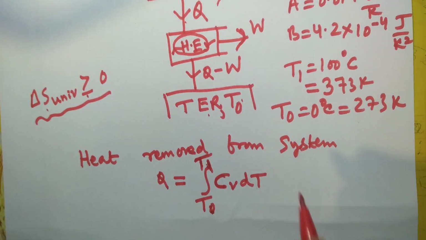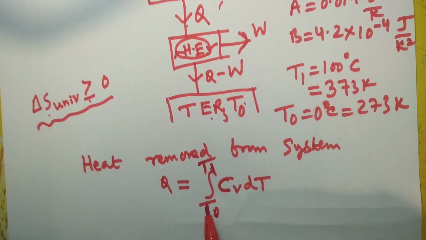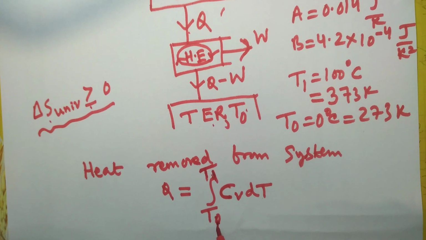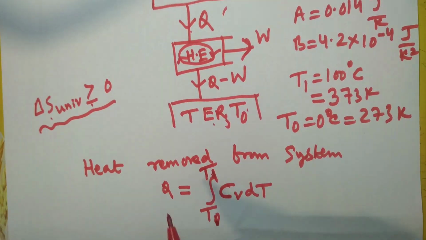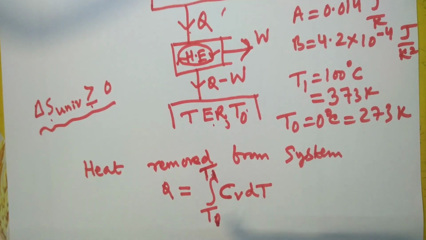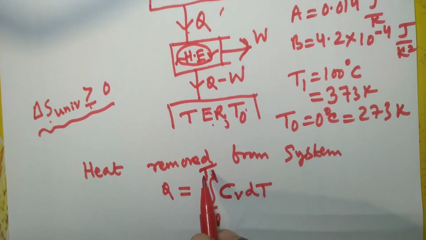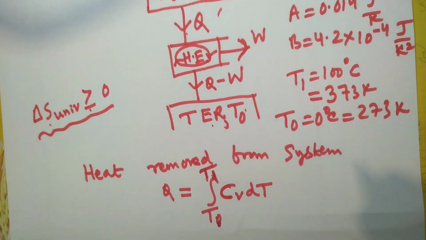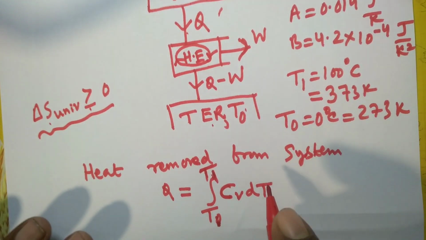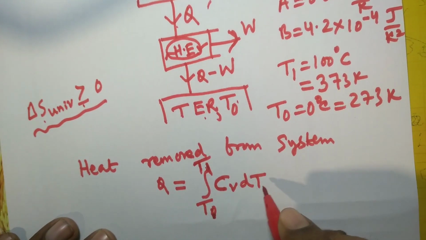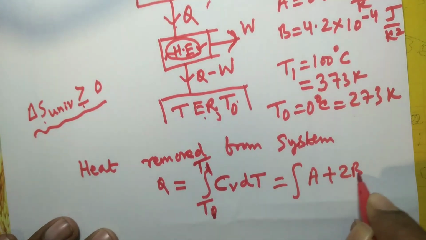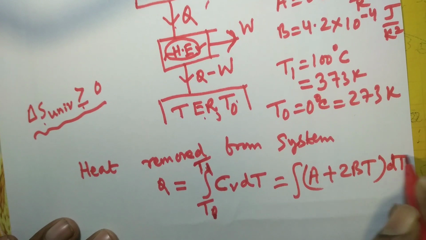But we are here calculating heat removed from system, and if you want to calculate this heat removal, then T0 has to be the lower limit and T1 the upper limit, and the answer would come out positive. If we had calculated heat transfer of the system, it would come out negative, and one would simply understand that heat is discharged from or removed from the system. So this is the integral of Cv dT. This is equal to the integral of A plus 2BT dT.